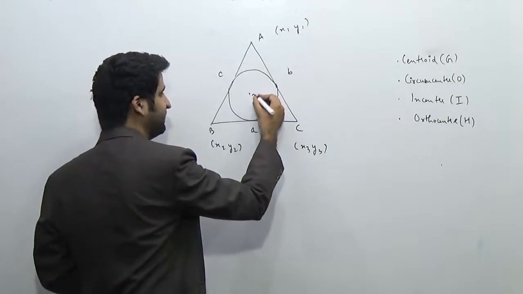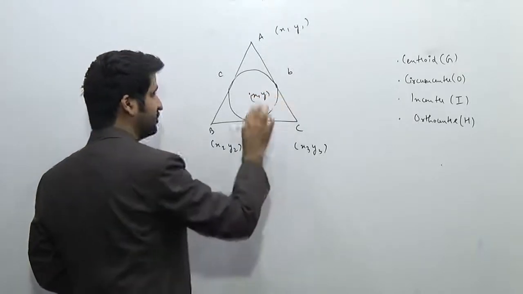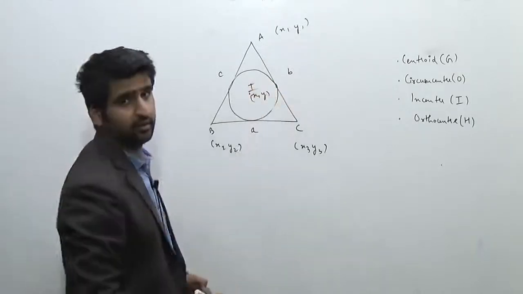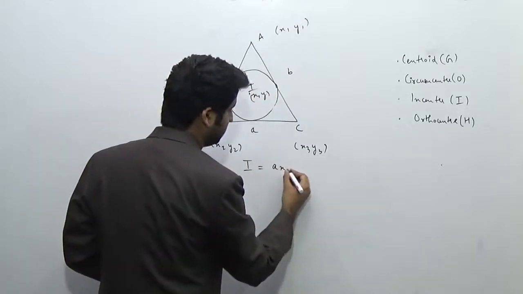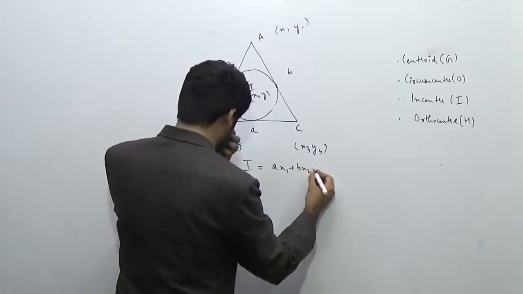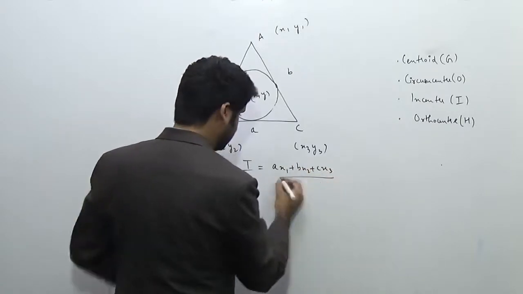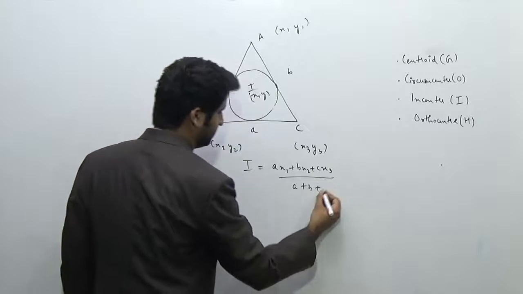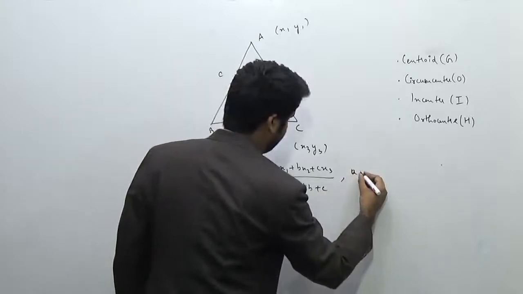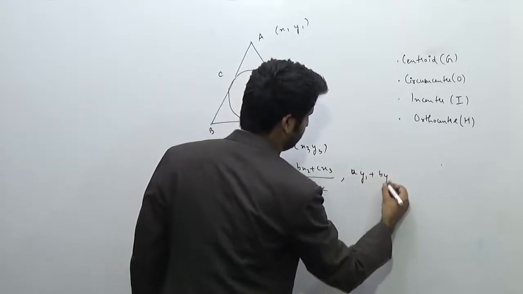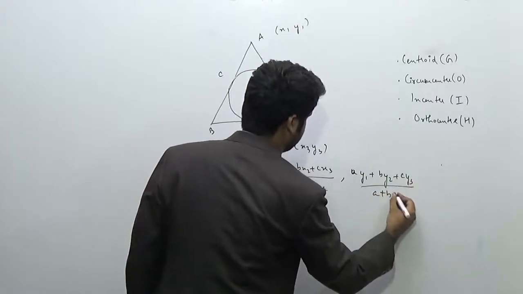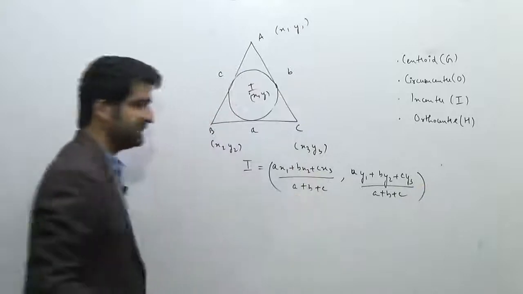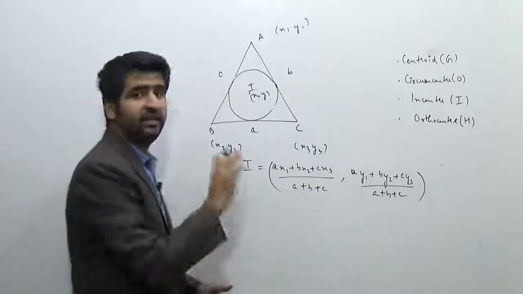Now I want to find the coordinates of this point (x, y), which is the incenter. This incenter is simply given by (a x1 + b x2 + c x3) upon (a + b + c), comma, (a y1 + b y2 + c y3) upon (a + b + c). Okay, so these are the coordinates of this point, the incenter.